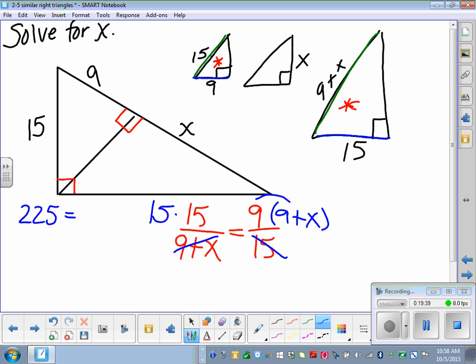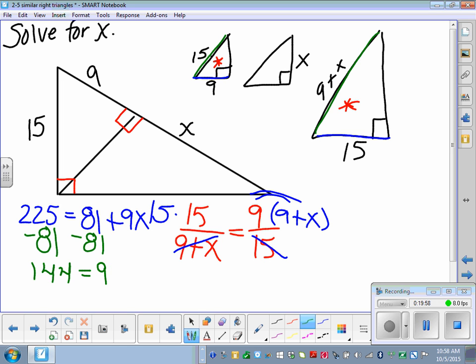Let's distribute it through. 9 times 9 is 81, 9 times x is plus 9x. And now solve for x piece by piece. Minus 81 from both sides of the equation. 144 is equal to 9x, and then what? Divide both sides by 9. So x is equal to 16.